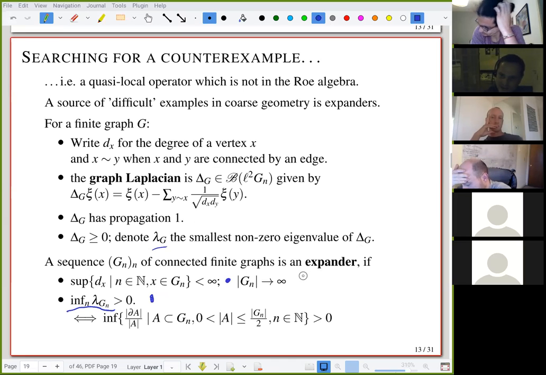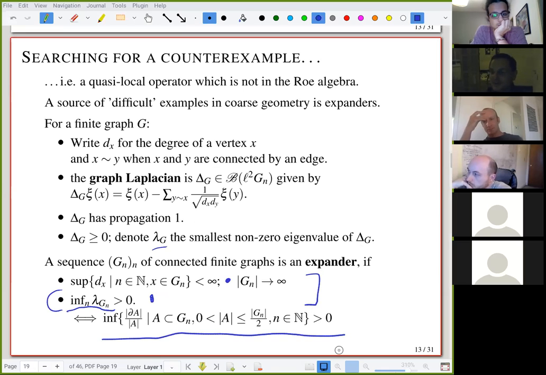So this was eigenvalues and things. So that was the functional analytic version of the definition, but there's also just the graph theoretic version, where I replaced this last condition with the following thing, which I'm going to read because I'm going to come back to this again in a bit. This is the Cheeger constant thing.